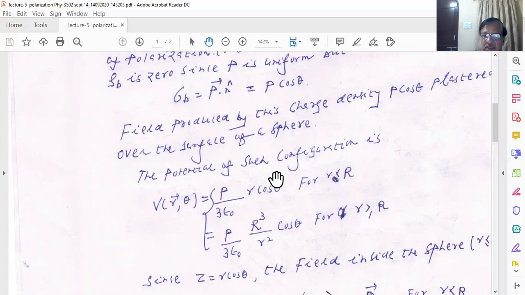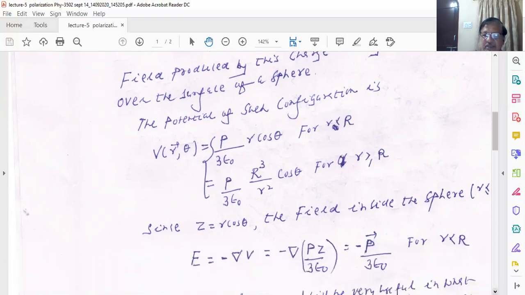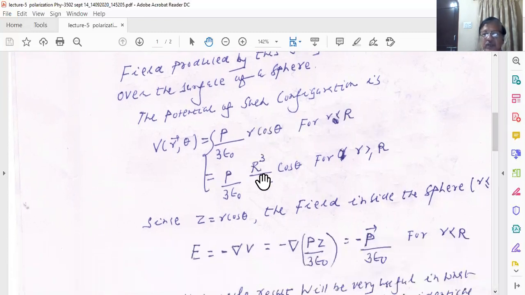And you know, in a spherical polar coordinate system, r cos theta is the z coordinate. Z is equal to r cos theta. So you can see this expression. And now, once you know the potential, you can calculate the electric field, because the negative gradient of potential will always give the electric field, and we are interested to find the field inside the sphere as well as outside the sphere. We know the potential inside the sphere, we know the potential outside the sphere, so let us calculate the field. So now I calculate the electric field.